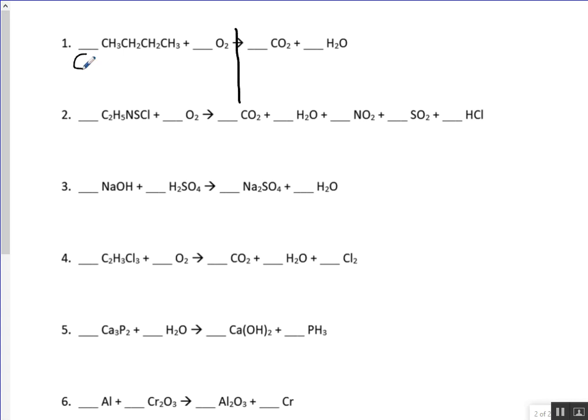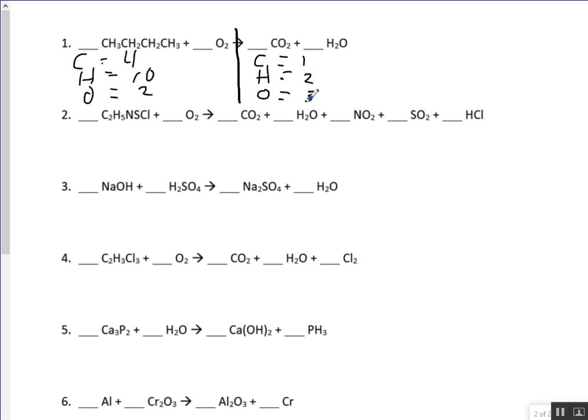So I'm just listing out the elements C, H, and O, and I'm counting them up. If you look here, I've got 1, 2, 3, 4 C's. I've got 3 plus 2 is 5 plus 2 is 7 plus 3 is 10 H's, and my O's are 2. And same thing on this side, 1 C, 2 H's, 3 O's.